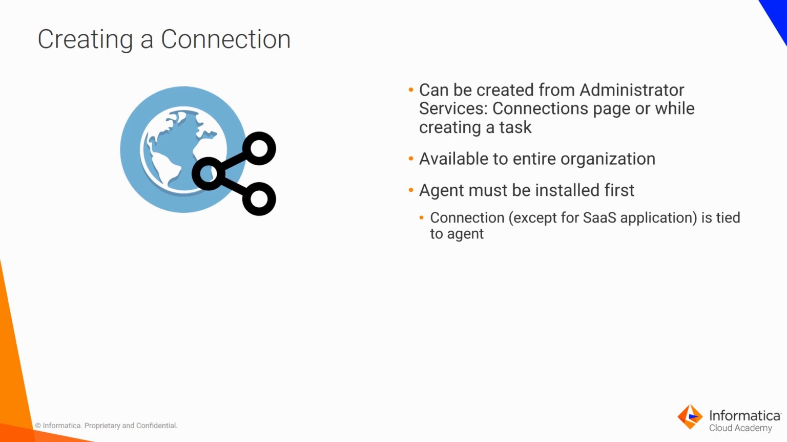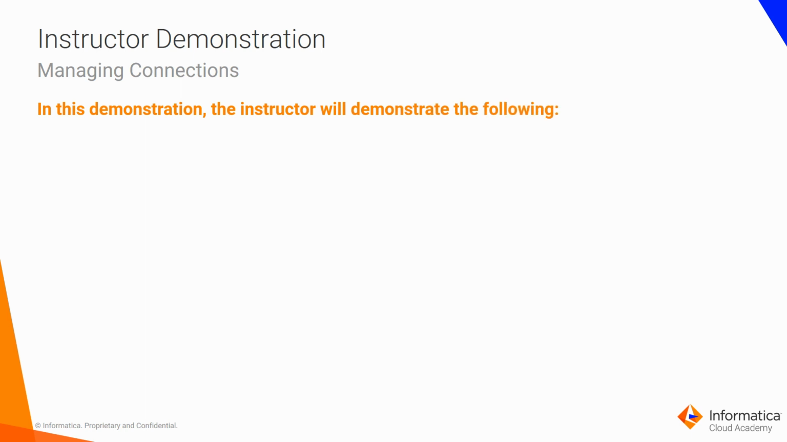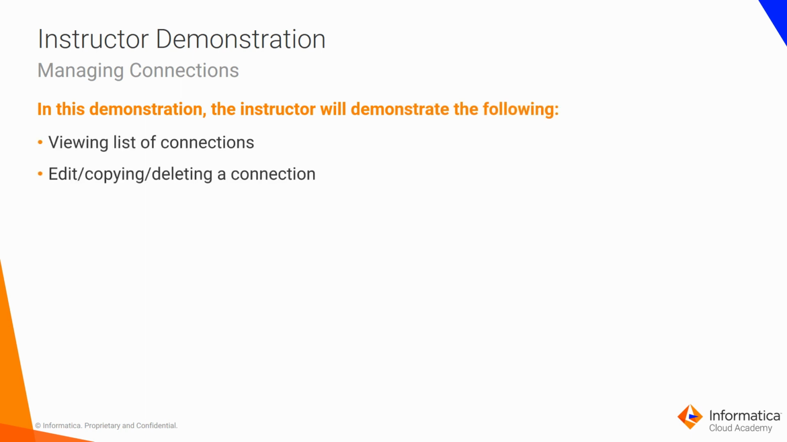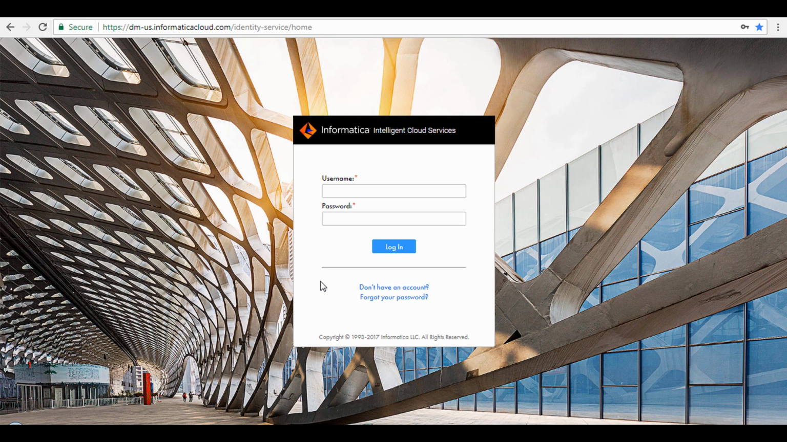I will now demonstrate how to view a list of connections, edit, copy, and delete a connection. I will also show you how to create a connection and set the connection properties. In this demo, we will set up a connection for a Salesforce.com instance. Before beginning this demo, we have already created a developer account with Salesforce.com. Informatica Intelligent Cloud Services accesses Salesforce.com via the API.